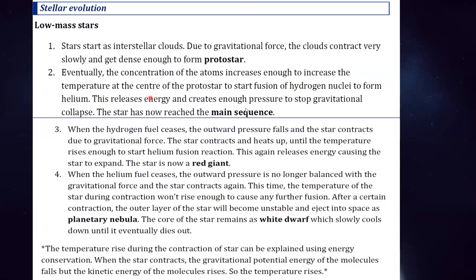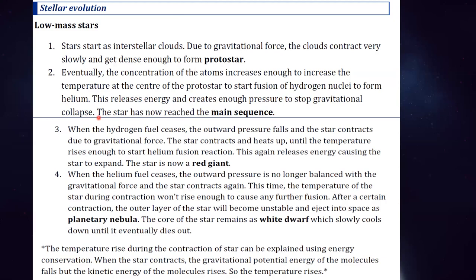And this releases the energy and creates enough pressure to stop the gravitational collapse. And we call it the main sequence star. So our sun is actually right in this phase of a main sequence. When all of the hydrogen fusion ceases, as a result, the outward pressure will fall because the radiation pressure decreases.